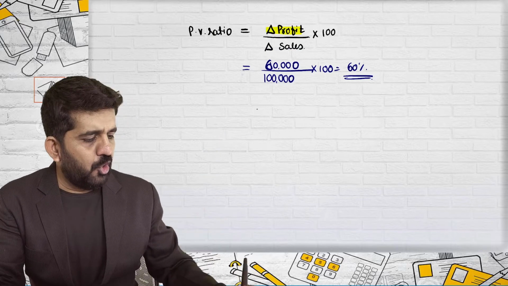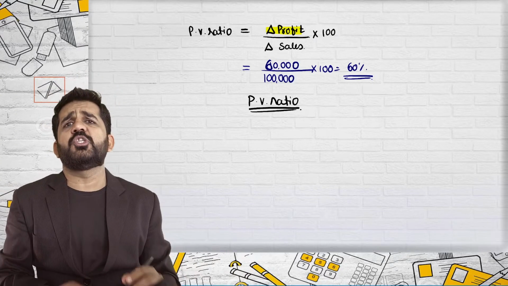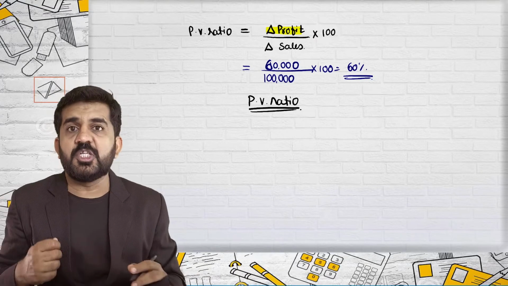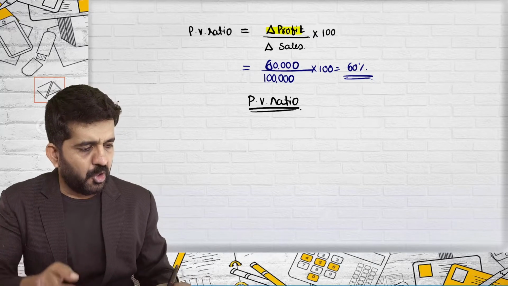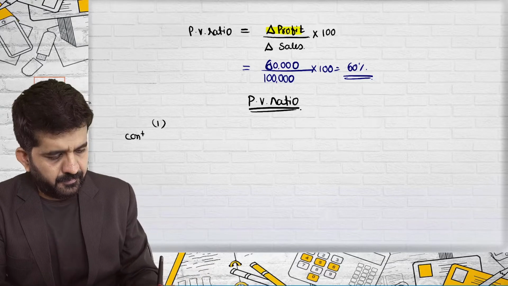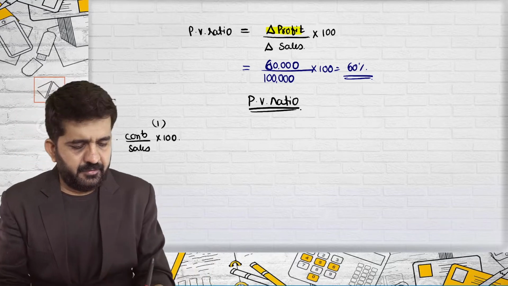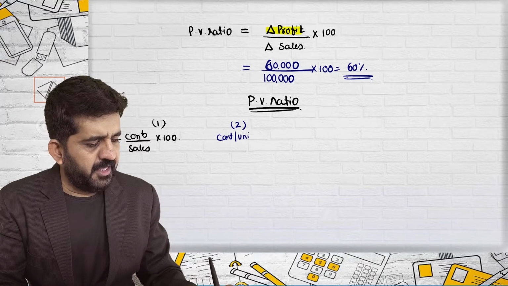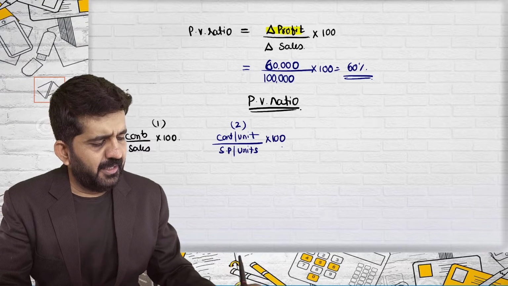Let me summarize all the formulas for PV ratio. This will be very important because each and every question of marginal costing will deal with PV ratio. What is PV ratio? It shows how much percentage your contribution is in comparison to your sales. What is number one formula? Total contribution divided by sales multiplied by 100. Second one, contribution per unit divided by selling price per unit multiplied by 100.